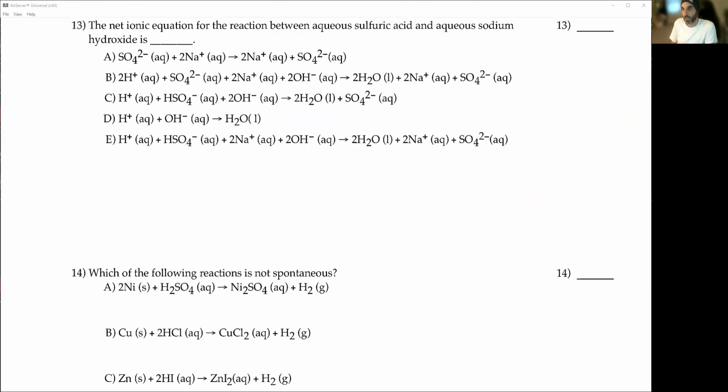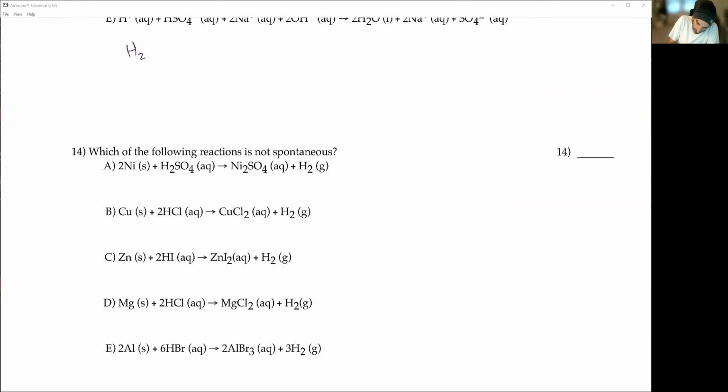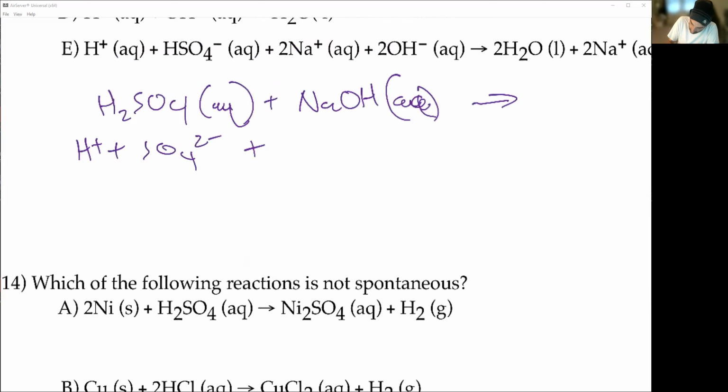Next up, net ionic equation for the reaction between aqueous sulfuric acid. The aqueous part doesn't matter. Sulfuric acid and sodium hydroxide. So let's take a look at this and ignore all of these. I know what the answer is going to be. There's my sulfuric acid, aqueous, plus NaOH, aqueous. Doesn't matter. I know it's acid-base, so I already know the answer to this, but let's do it anyway. Because these are aqueous, this is going to be H+ and SO4 2-. This is Na+ and OH-.